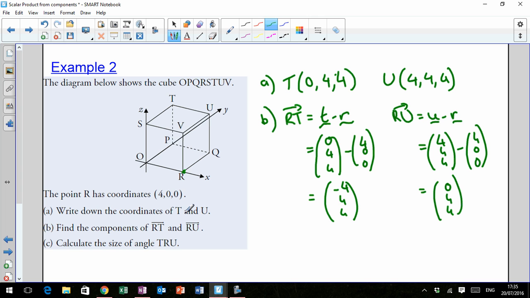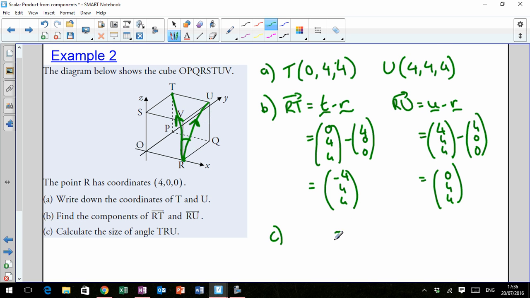Now we'll look at part c, calculate the size of angle TRU. So we're looking for the angle that goes from t to r to u. If we want that angle, we need both vectors pointing away, which means we need vectors RT and RU. But luckily, we've got them already. We know that cos theta is going to be RT dot RU over the magnitude of RT times the magnitude of RU.